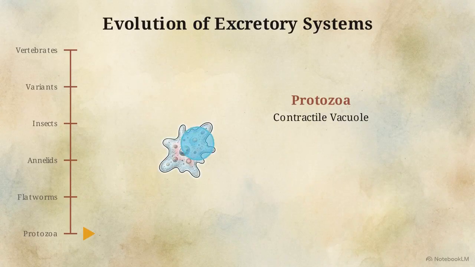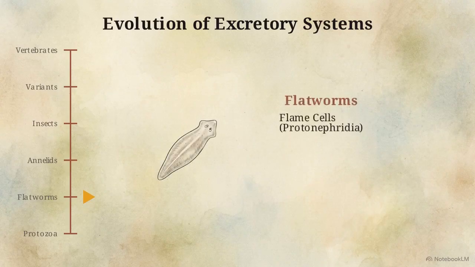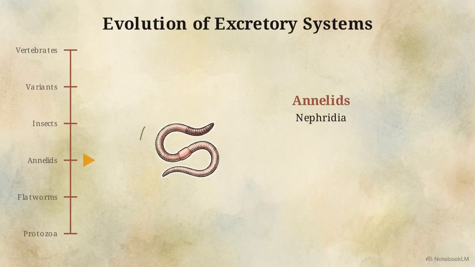At the baseline, single-celled amoeba and protozoa rely on simple diffusion across the plasma membrane, utilizing contractile vacuoles strictly to pump out excess water and regulate osmotic pressure. Stepping up to the flatworms, such as planaria, we see the first specialized excretory organelles, flame cells, also known as protonephridia, which actively filter internal fluids.